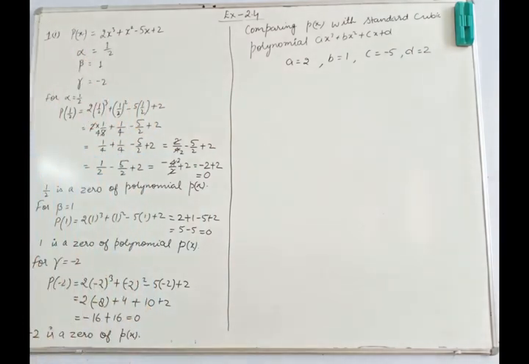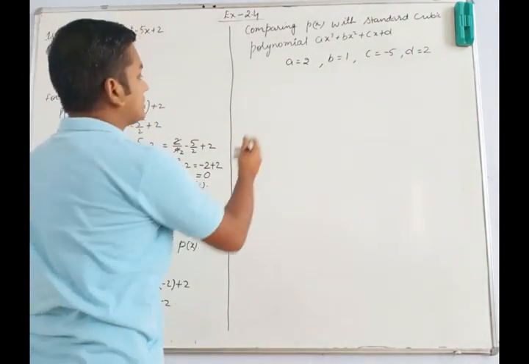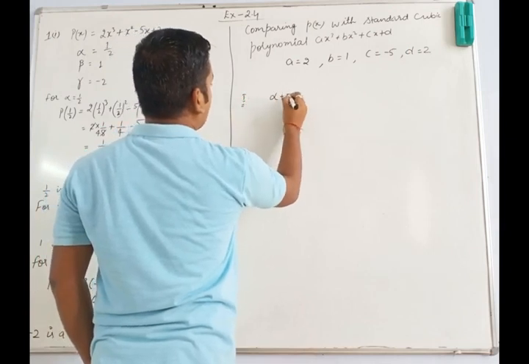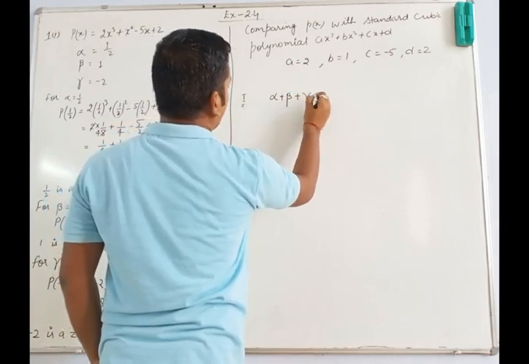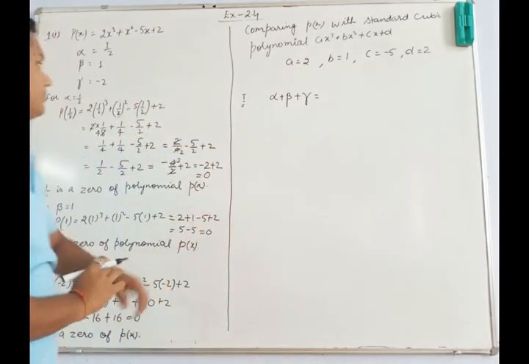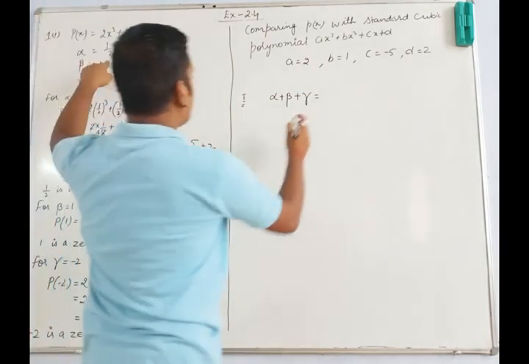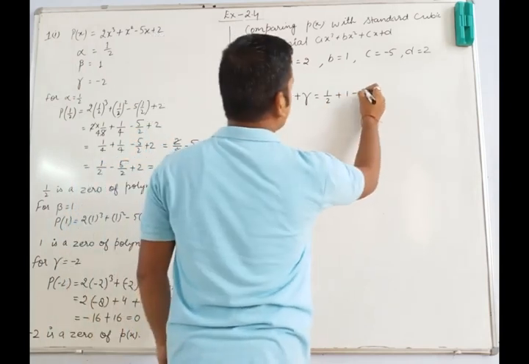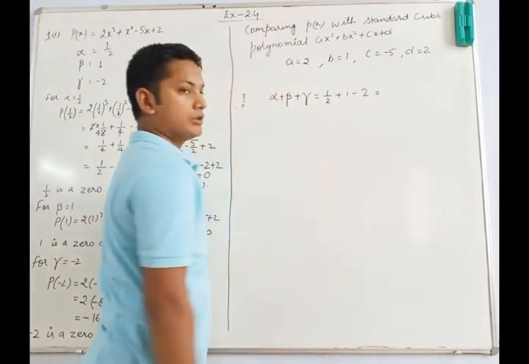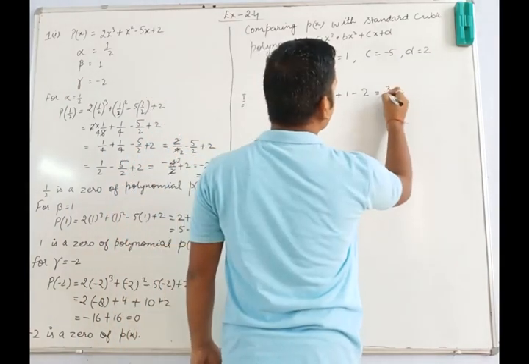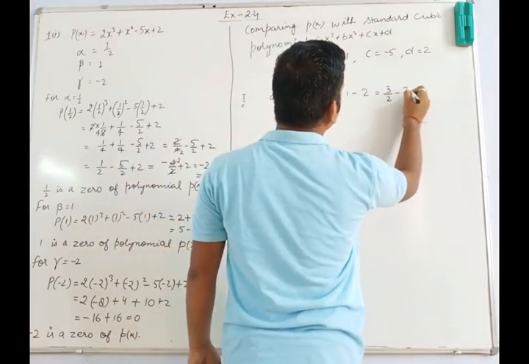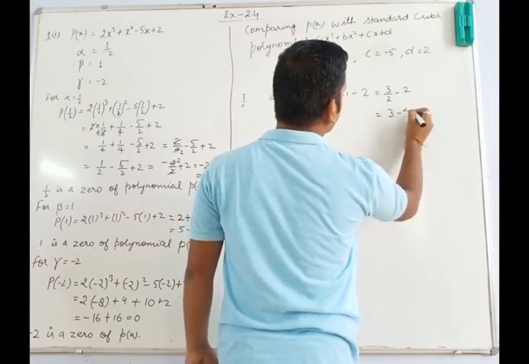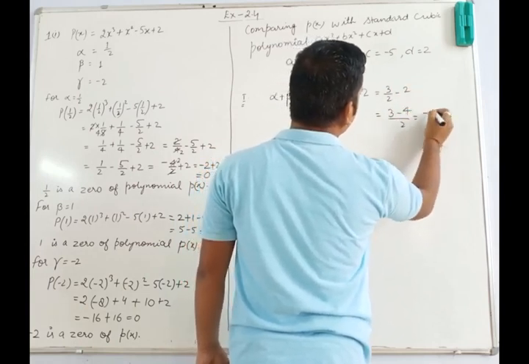Now, since we have to verify, we must know that the sum of zeros, first relation, says alpha plus beta plus gamma. So we have to add these three. So half plus 1 minus 2. Half and 1 give you 3 by 2, 3 by 2 minus 2. So what will it become? 3 minus 4 is minus 1 upon 2.